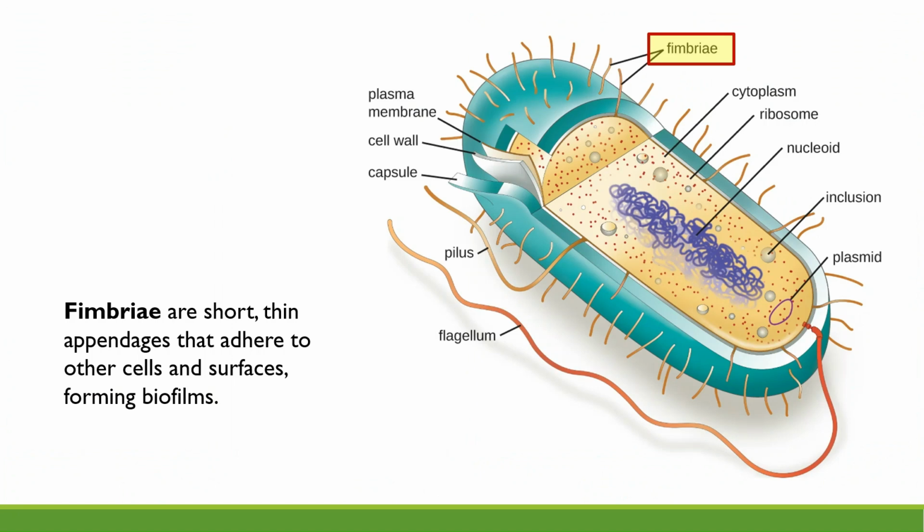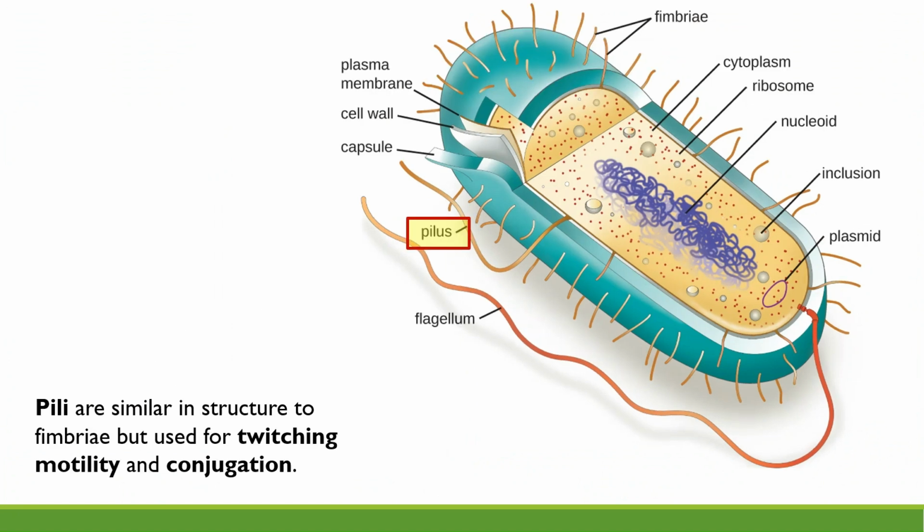In addition to flagella, we also have fimbriae, which are short appendages. They're very thin, and they help the cells adhere to other surfaces, which can assist in forming biofilms as well. And here we have pili, which are similar in structure to fimbriae. They're short little appendages, but they can be used for twitching motility, so they kind of twitch a little bit and that can help the cell move along. But they're important for a very special tool, and that's for the transfer of plasmids between different cells.